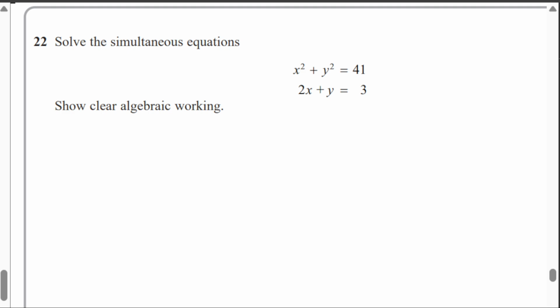Question 22 is 5 marks. It's a quadratic simultaneous equation. If you would like to, you can pause the video and try it yourself. Alright, so let's do it.